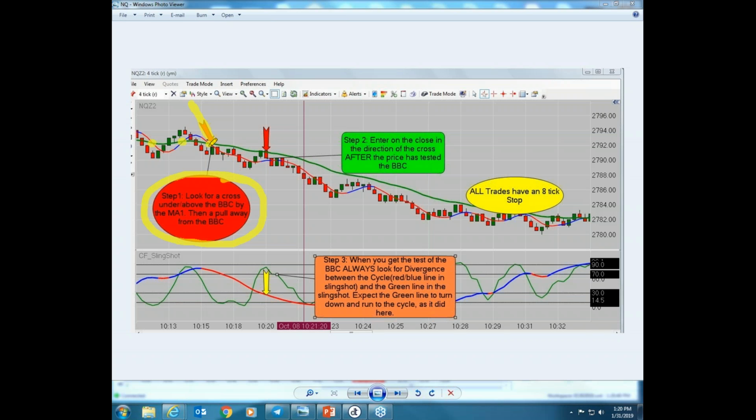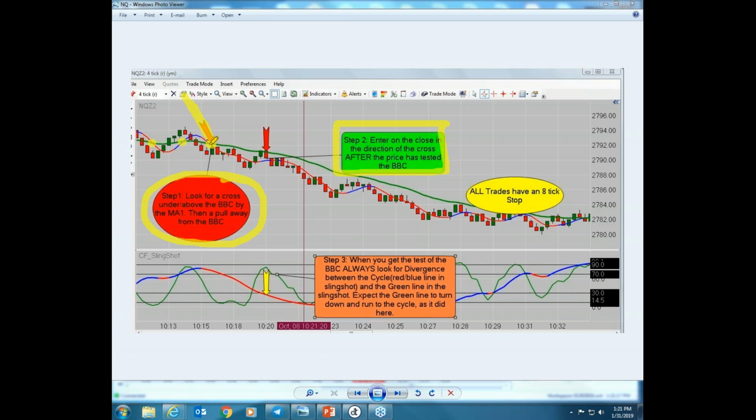And make note, I didn't say go short, go long, go short. We're looking for opportunities to go long and short. So again, this one that's highlighted is a bearish cross. The MA1 is red, telling us we want to sell rallies. That kind of leads us into step number 2, which is this.